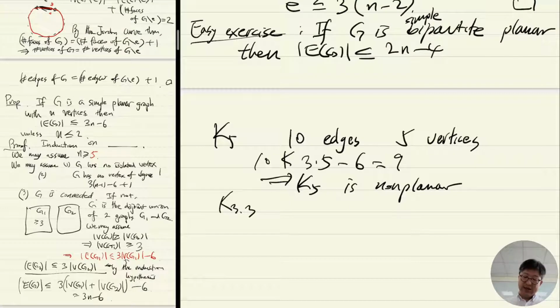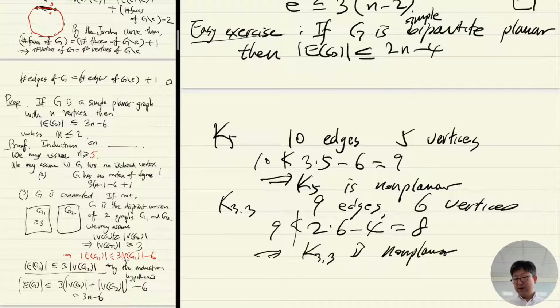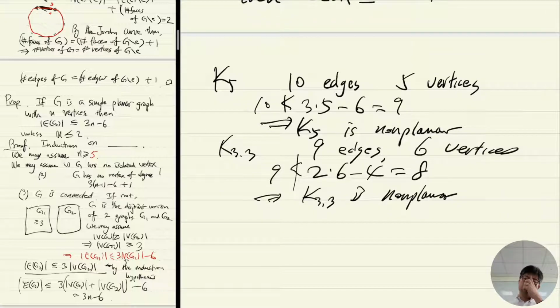K33 has the same thing. So 9 edges, 6 vertices, but twice 6 minus 4 is 8, which is smaller than 9. So K33 is non-planar. Right? Yes. Okay.